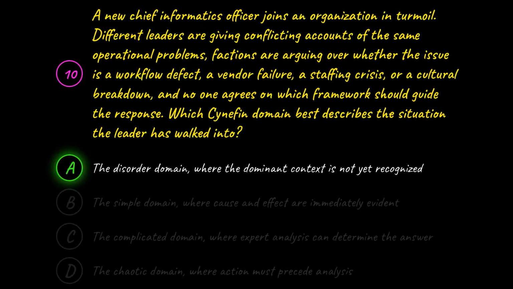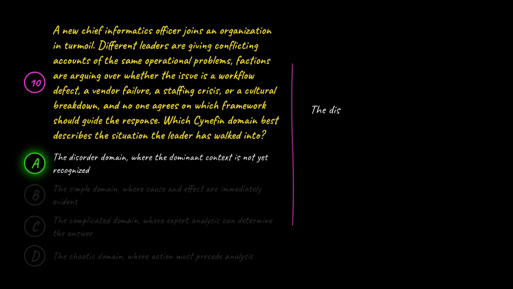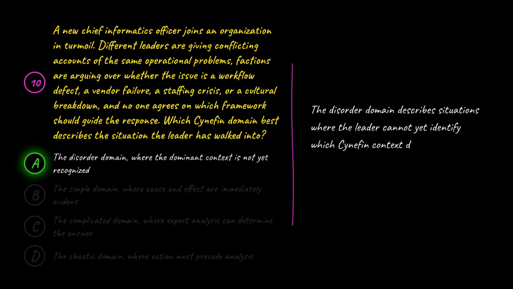The correct answer is A. The disorder domain, where the dominant context is not yet recognized. A is correct because the disorder domain describes situations where the leader cannot yet identify which Cynefin context dominates. So multiple perspectives compete and no single framework feels right. The way out is to break the situation into pieces and place each piece into one of the other 4 domains.